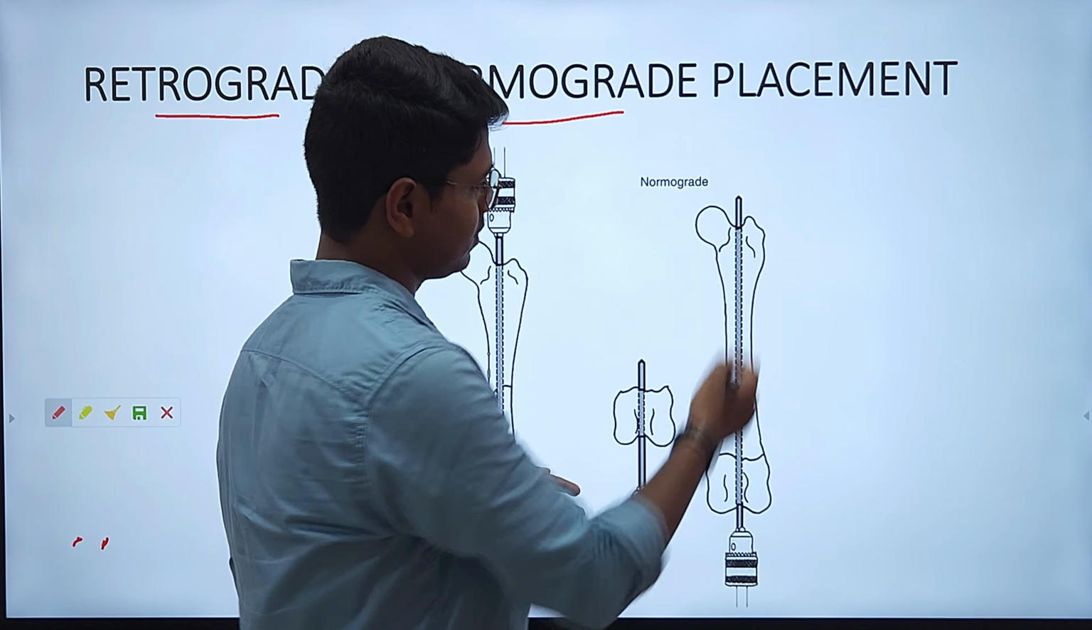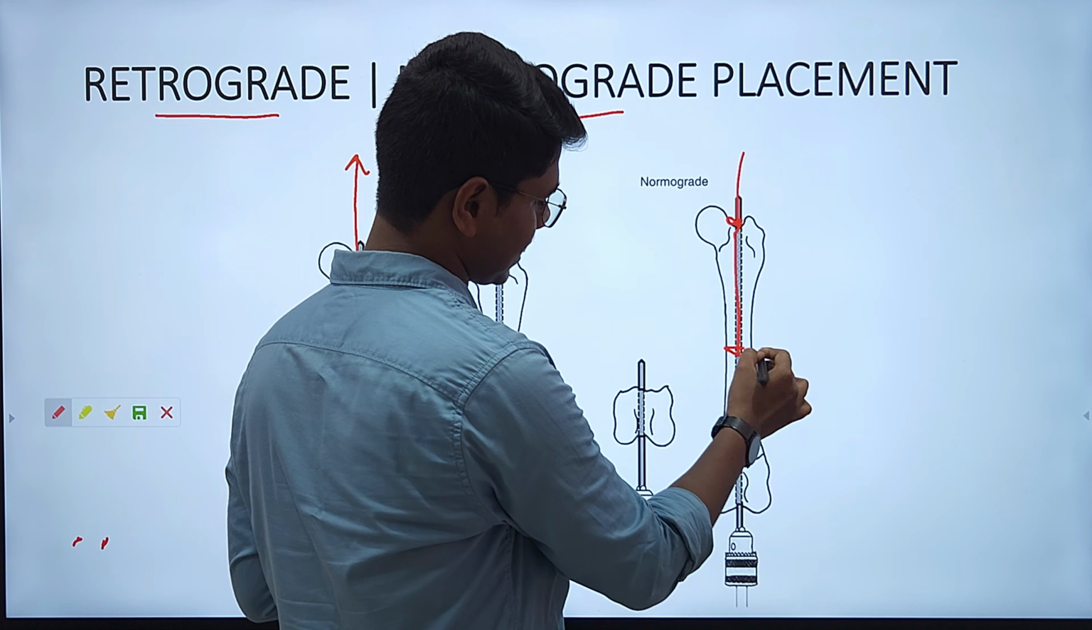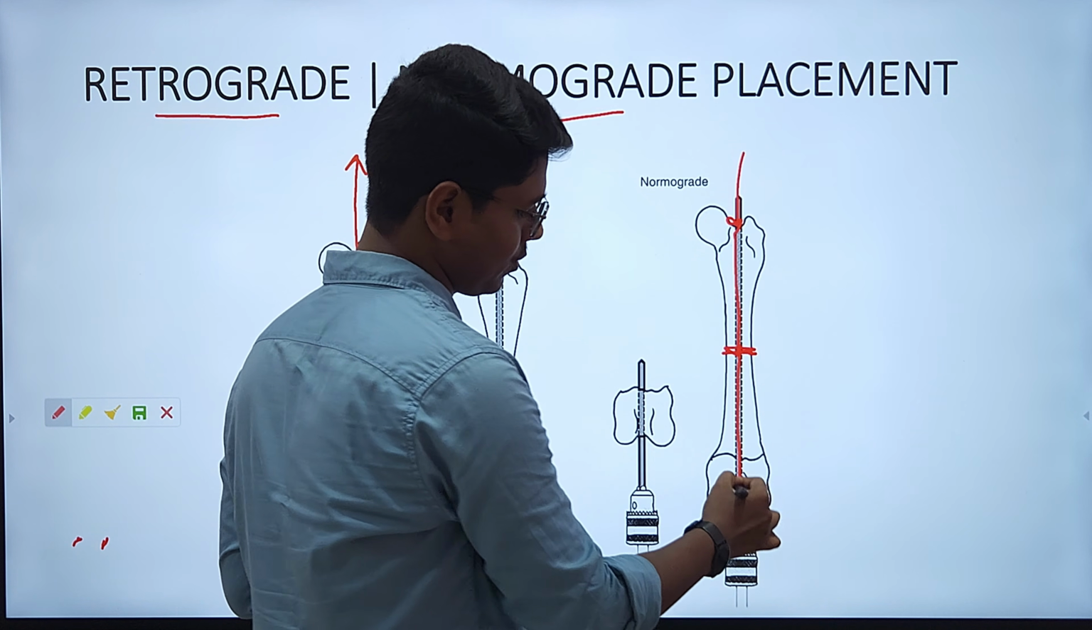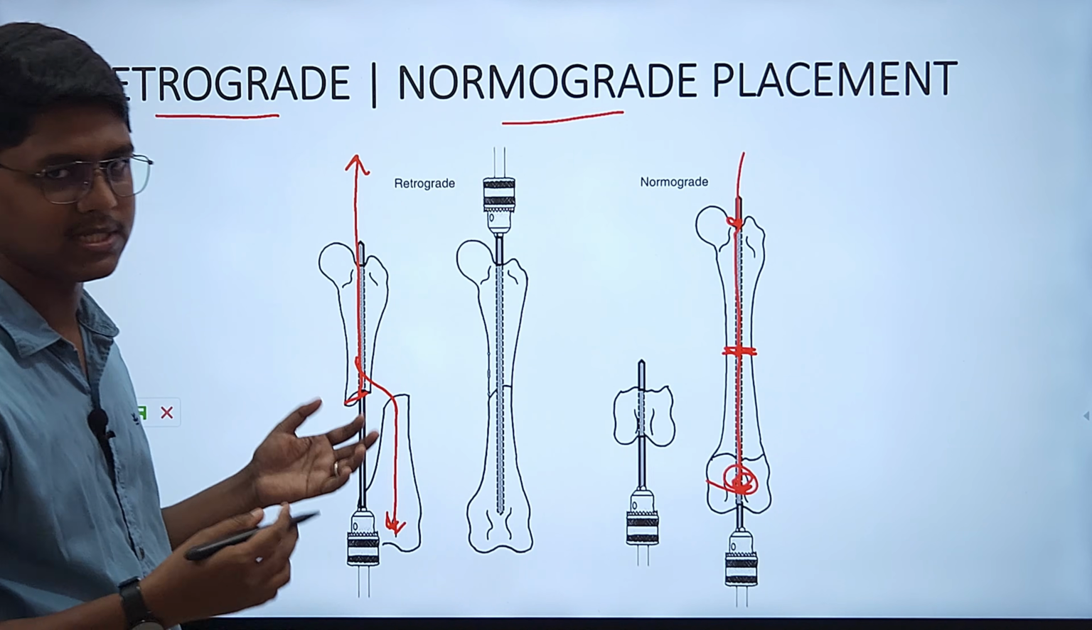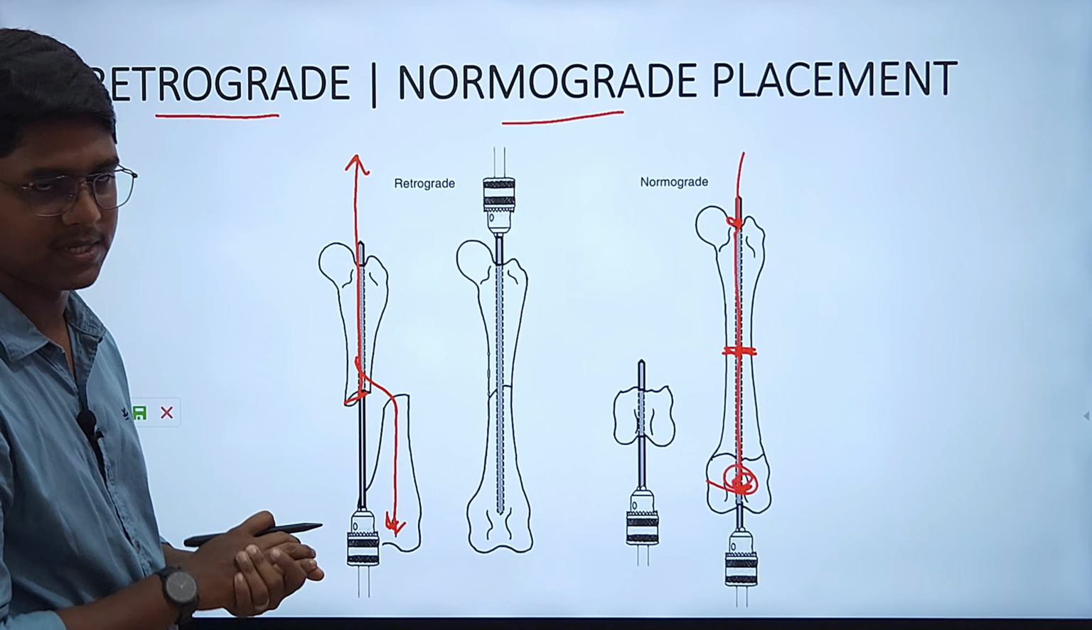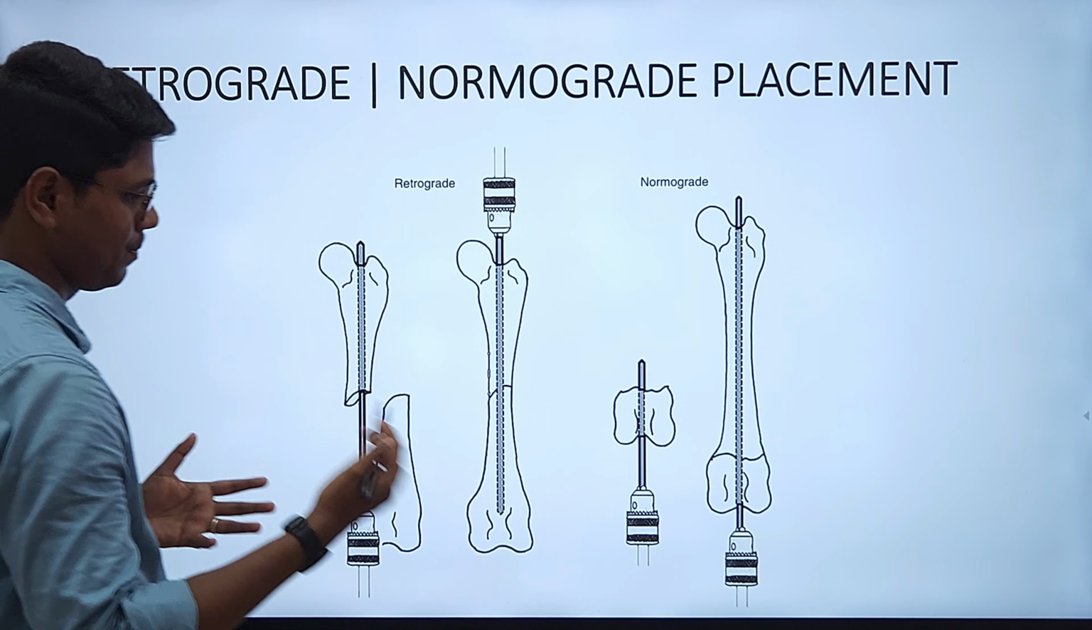What is normograde? You start from one end, then go to the fracture site, then to the distal segment, and where the pin sits, that is basically normograde placement. It is used in case of pinning.